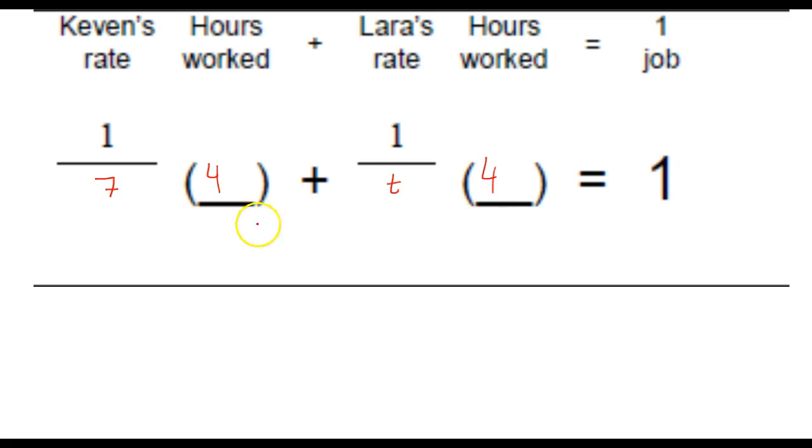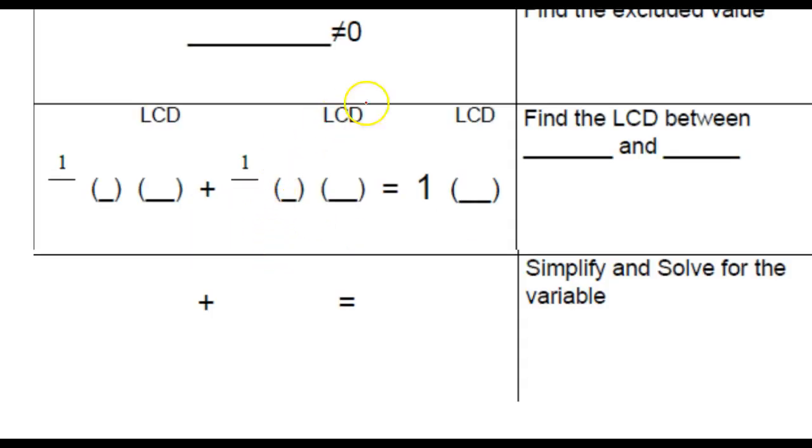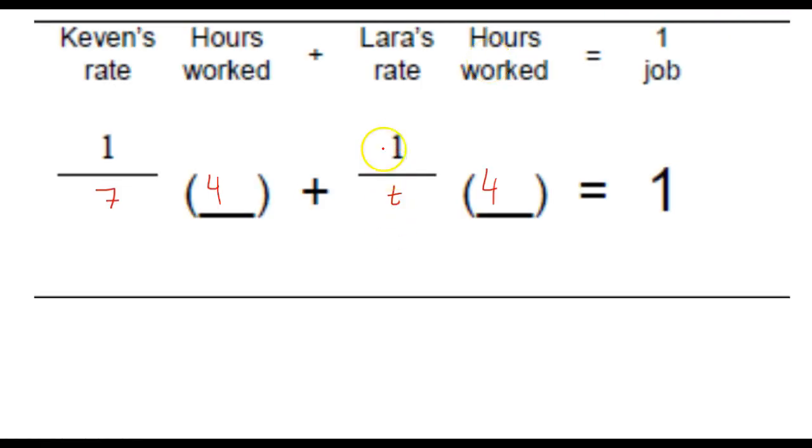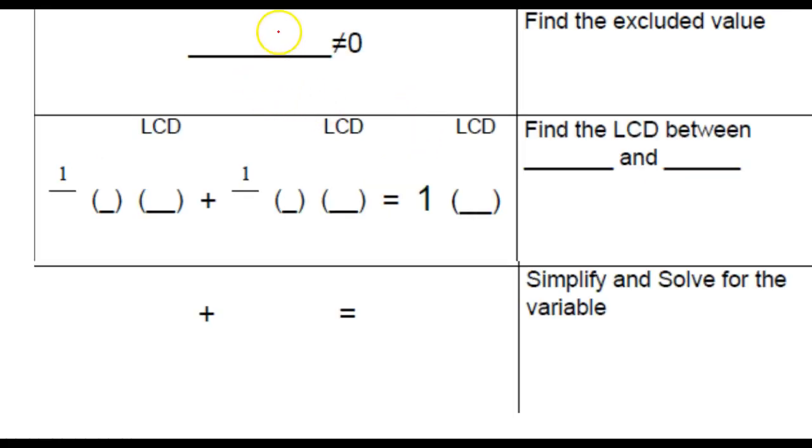Alright, so now we have our equation. You'll notice here it asks us to find the excluded value, which our denominator on that last one was T. So essentially T can't be 0. I mean, it makes sense because she has to take some time to do something. It can't just happen automatically. So I'm going to write down my problem from the last page. And T and 4. And you notice I left LCD blank.